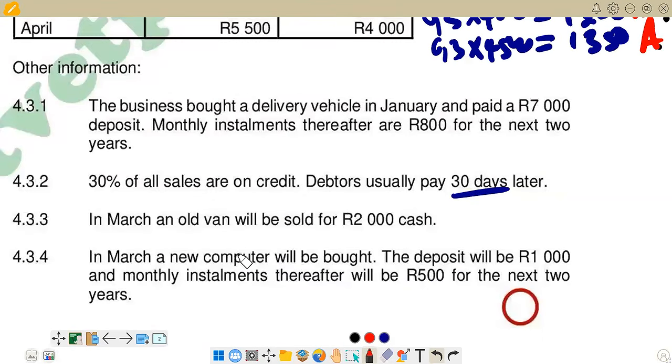They are saying monthly installment thereafter would be 500 for the next 2 years. So the 800 that is there is going to apply to the end of the period that you are given, because it's for the next 2 years. Then the 500 will also apply to the end of the period that you are given, that is up to April. So we can just go and correct that one.